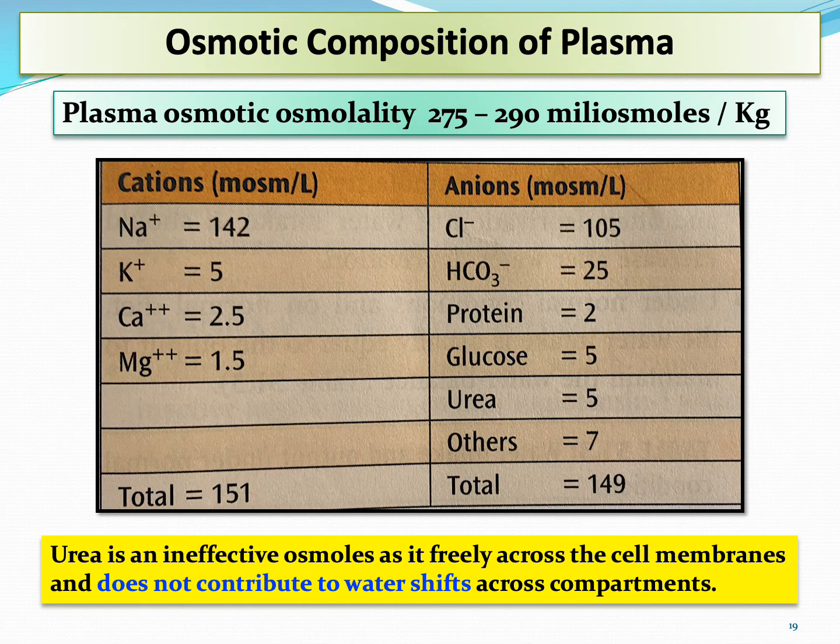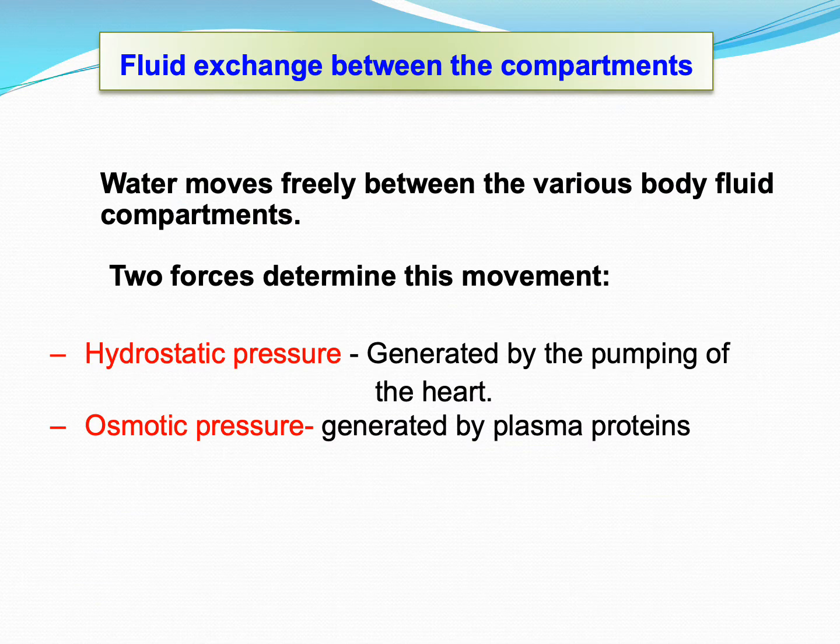This slide shows the osmotic composition of plasma. Plasma osmolality ranges between 275 to 290 milliosmol per kilogram. Also note that urea acts as an ineffective osmole as it freely crosses the cell membranes and does not contribute to water shift across compartments. Let us now examine how fluid exchange works between various compartments.